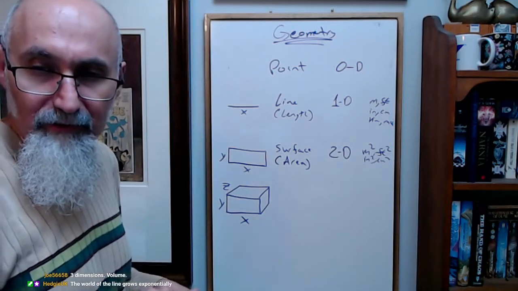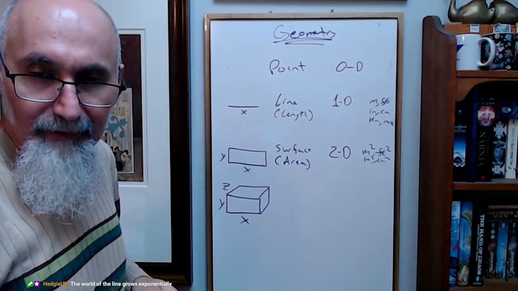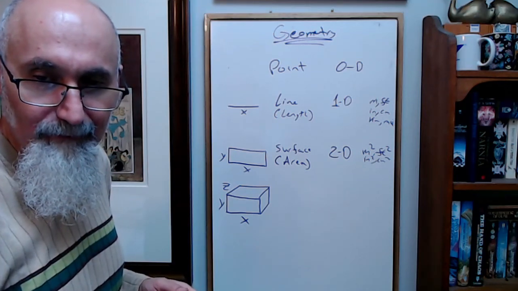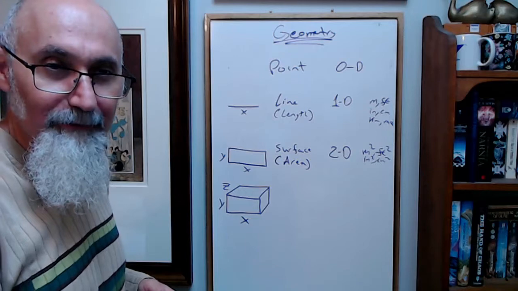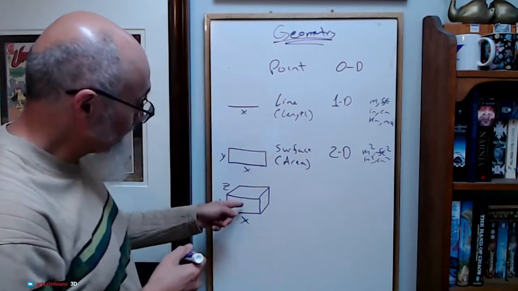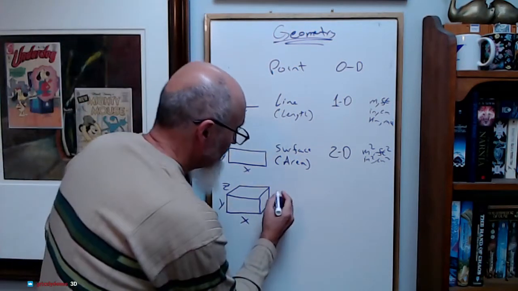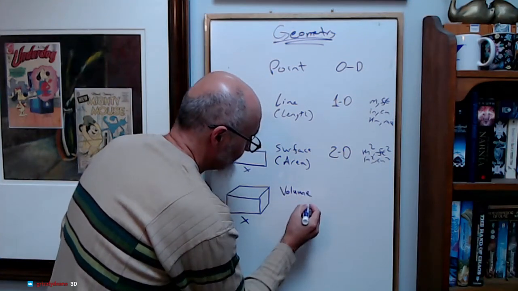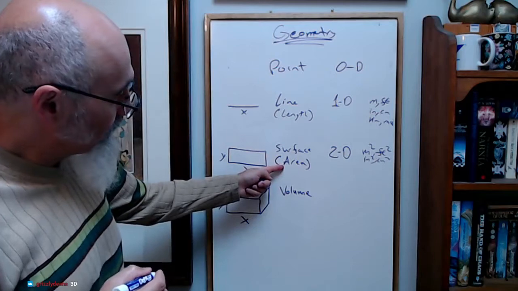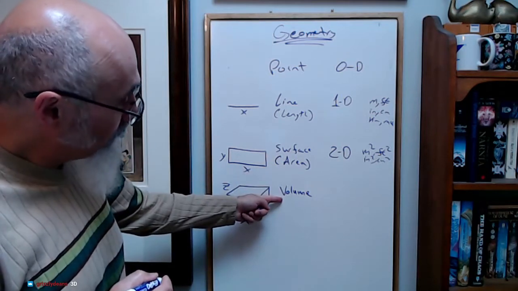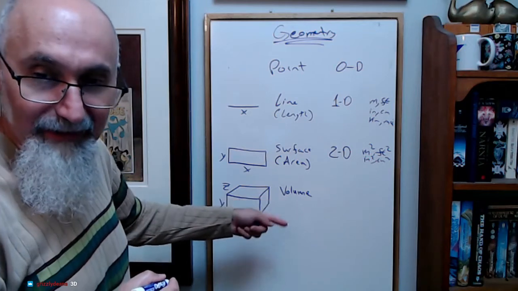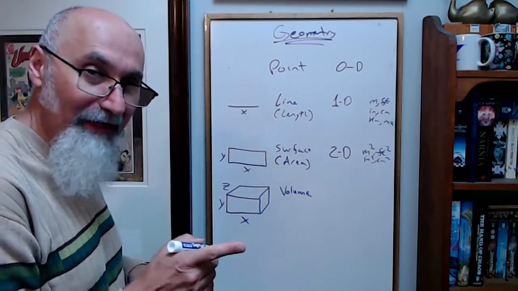What do you call this? Volume. Is there another word we could say? Volume? 3D, it's got three directions.